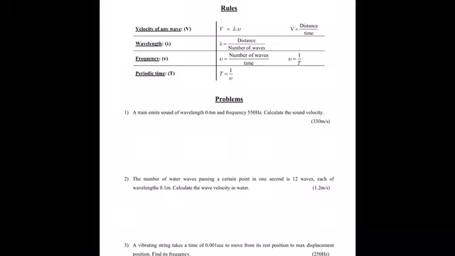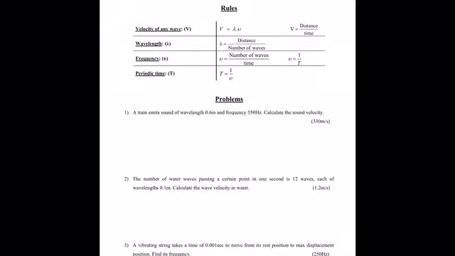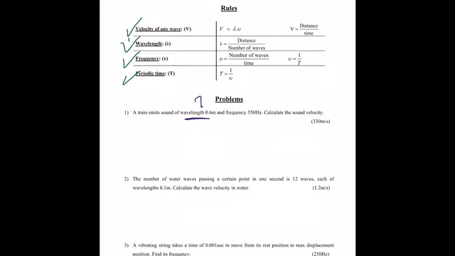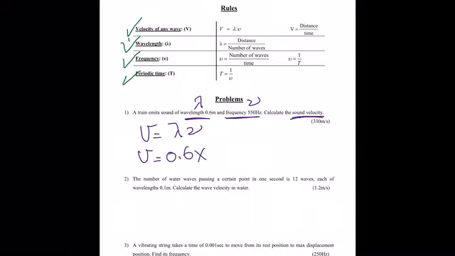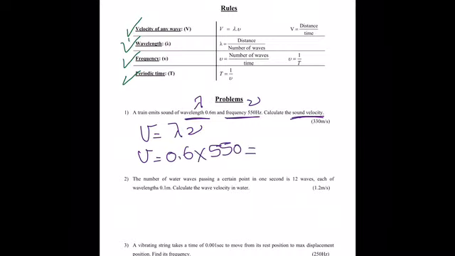This session, we're going to have a practice on wave problems: calculating the wave velocity, the wavelength, the frequency, and the periodic time. As an example, a train emits sound of wavelength 0.6 m and frequency 550 Hz. Calculate the velocity of the sound. Applying the formula V equals lambda times nu, then V equals 0.6 times 550 equals 330 meters per second.